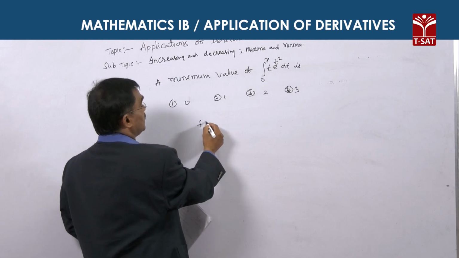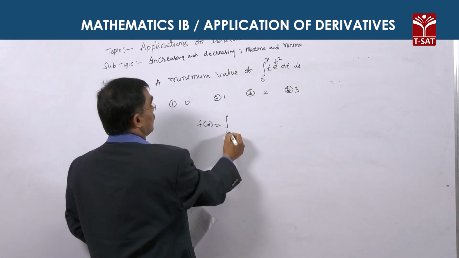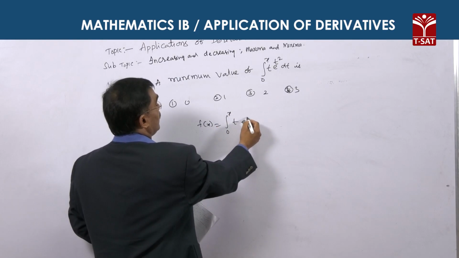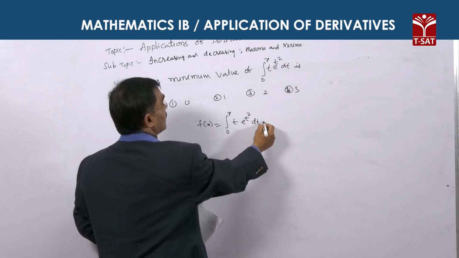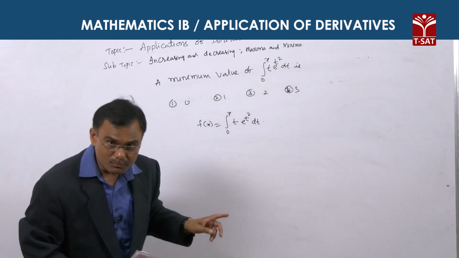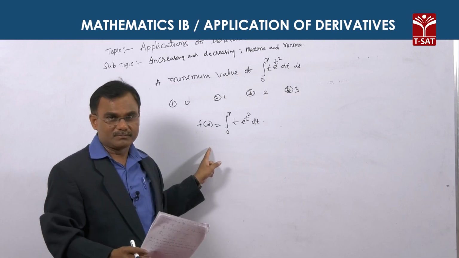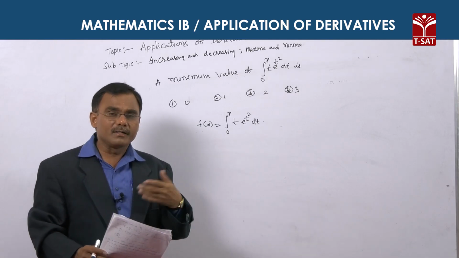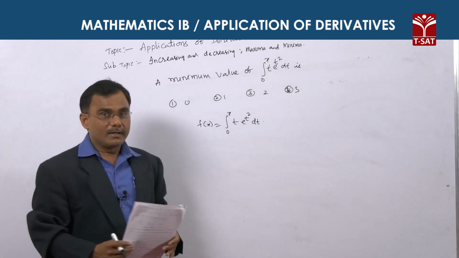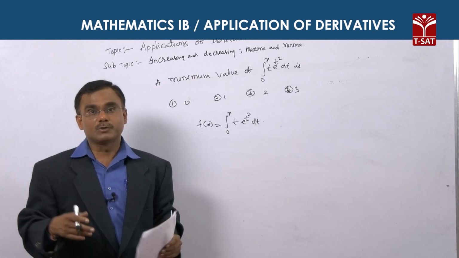So the given function is f of x equal to the integral from 0 to x of t into e power t square dt. First find the function f of x. Then find the maxima or minima using f dash x. Then you get the result.